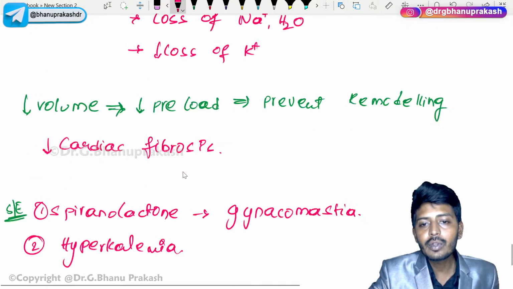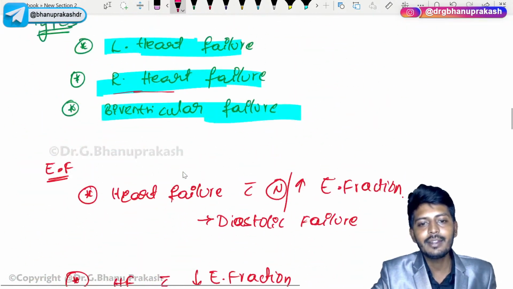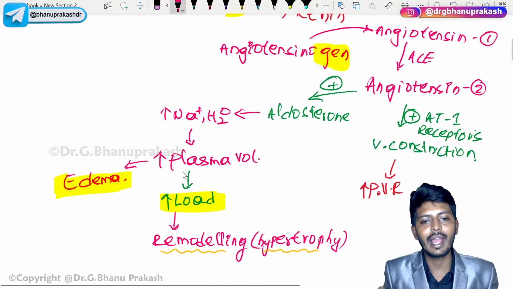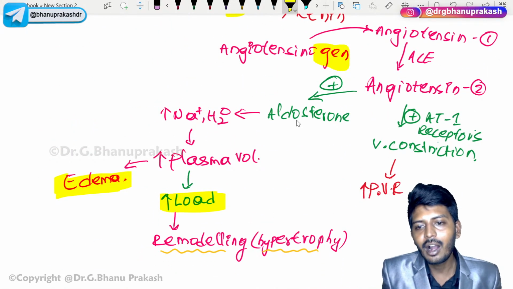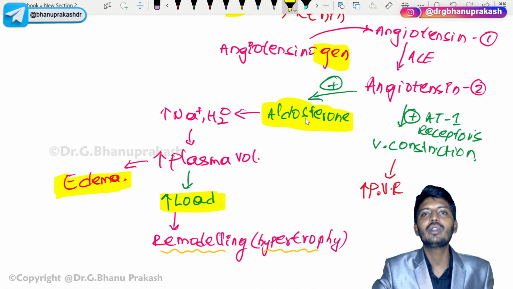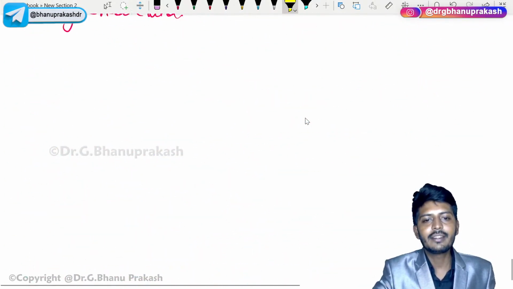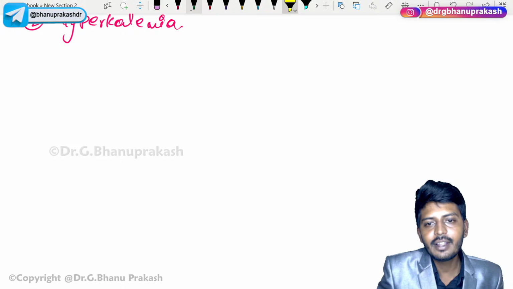Sir, why did we use aldosterone antagonists? Yes, let's go back and see. In heart failure, which substance is produced? I already told you, aldosterone is there. So I'm trying to remove the effect of aldosterone here. So let's go to the next important concept. What are the next drugs?